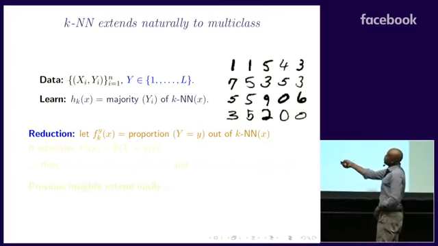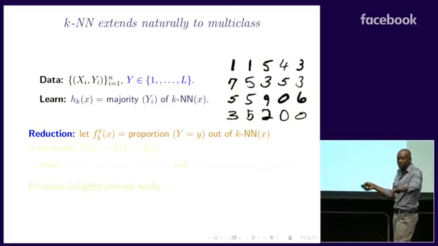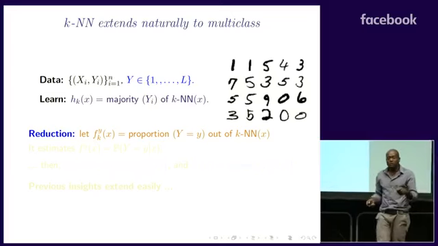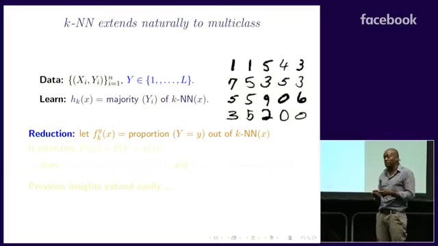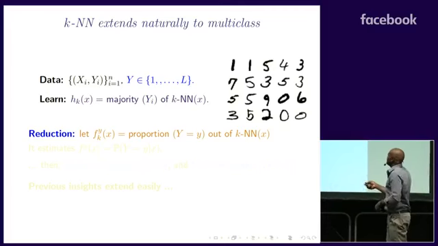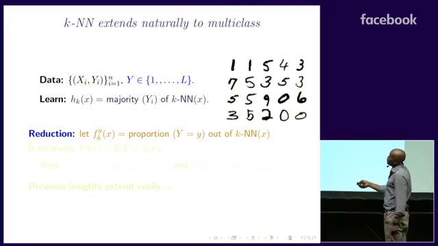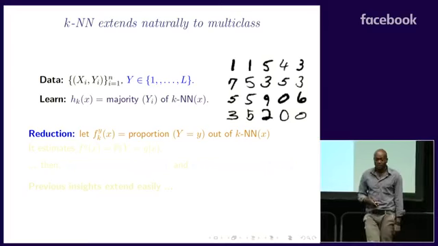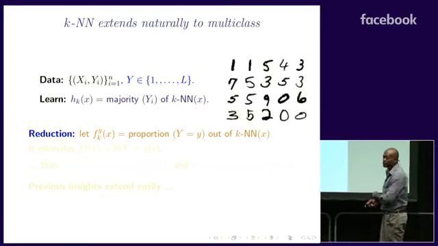Now, we want to again reduce this thing to regression. In order to reduce it to regression, we have to reduce it to vector-valued regression. So let's define f_k,y, where y is a label, y is either 1 through L, as the proportion of points with label y out of the nearest neighbors of x. Okay, so that's a regression function. It's a regression for every possible label.